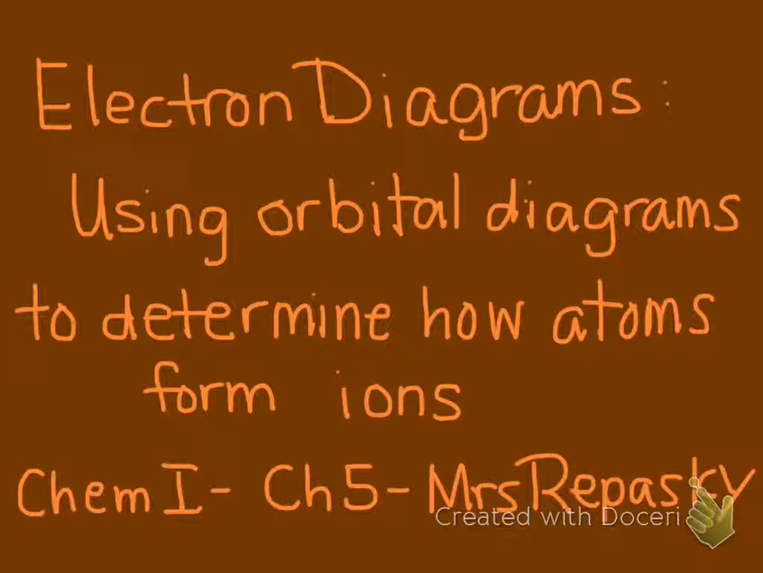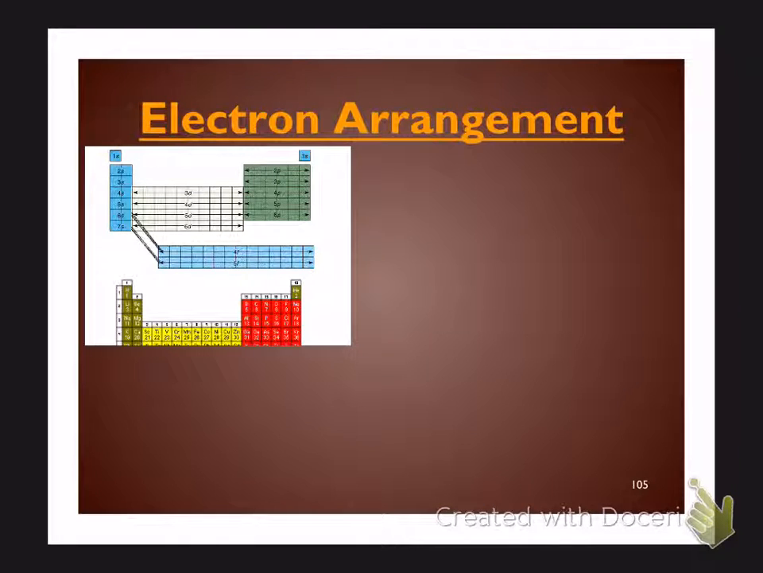This video is about electron diagrams and using orbital diagrams to determine how atoms form ions. This is for Chemistry 1, Chapter 5 on quantum mechanics. In order to determine how an atom forms an ion, we can use its orbital diagram. So first we need to remember how to draw the orbital diagram.